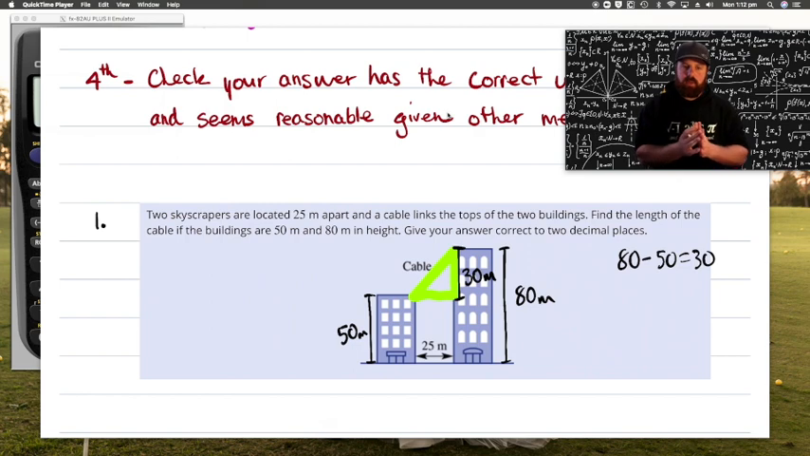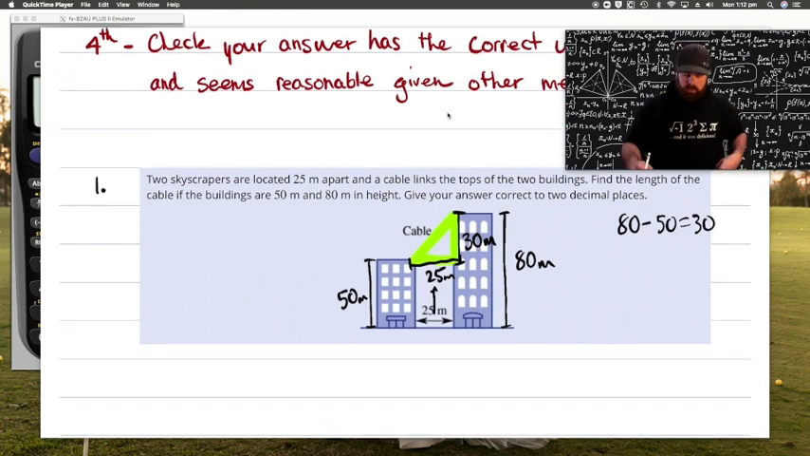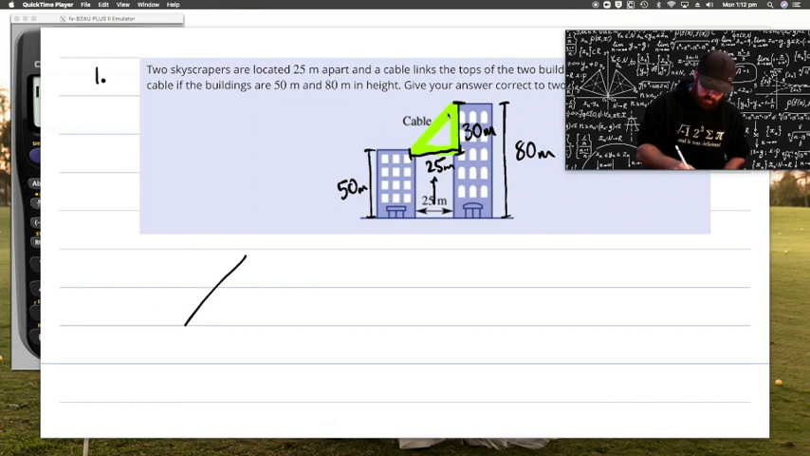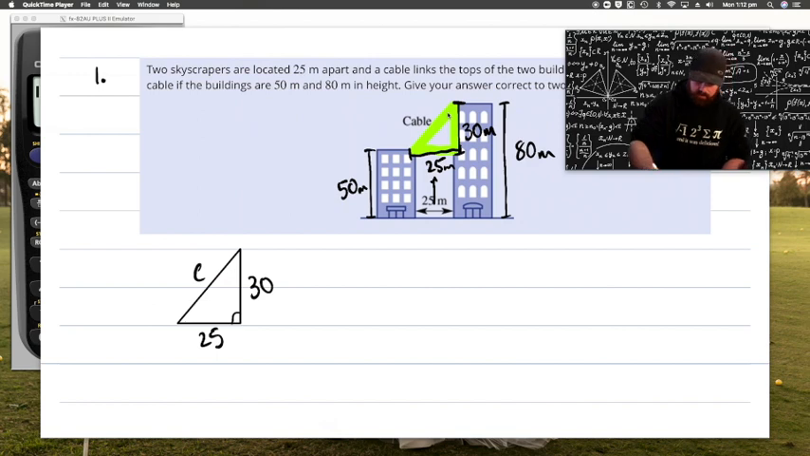Now the other thing is I'm already told the length of the base of that triangle. I'm already told it's 25 meters. I can just bring that measurement up. So here I have a triangle, and I'm just going to redraw that a little bit so it's not as messy. So I have a right angle triangle that's 30, it's 25, and I've been asked to find the side opposite our right angle. So that means I'm finding the hypotenuse.